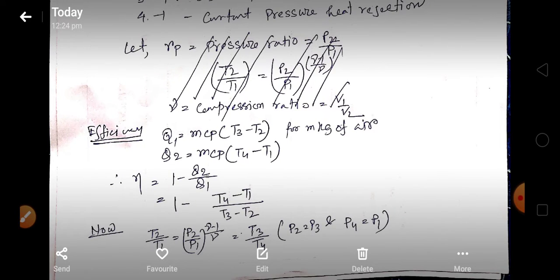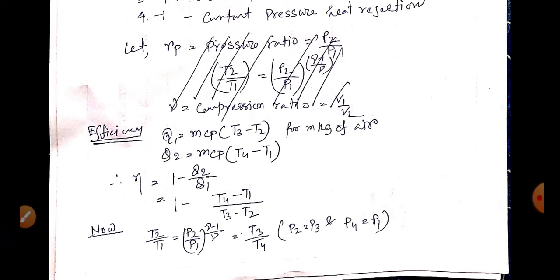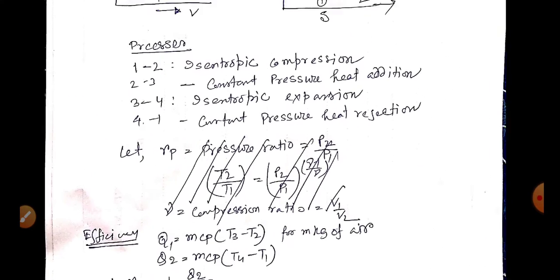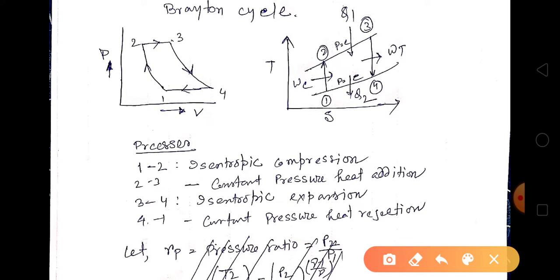Now the efficiency of that particular cycle is equal to 1 minus Q2 by Q1. Now if we replace Q2 and Q1, then the equation becomes 1 minus (T4 minus T1) by (T3 minus T2). Again we can write T2 by T1 is equal to (P2 by P1) whole to the power (gamma minus 1) by gamma, from the adiabatic law of compression or expansion. And also we can write it equal to T3 by T4, because P2 is equal to P3 and P4 is equal to P1. It is clearly shown in the diagram. P2 is equal to P3 and P1 is equal to P4.